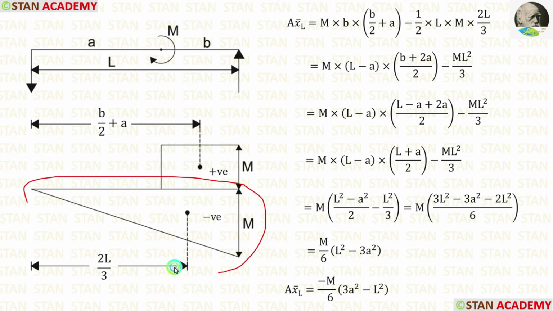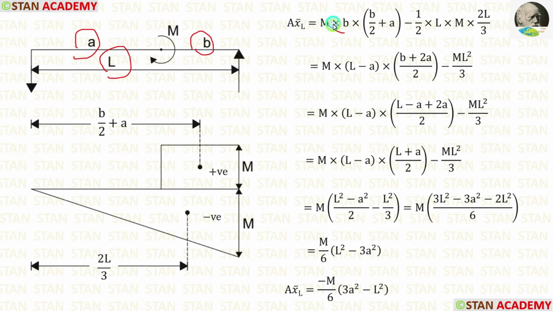We know the area for a triangle is half into breadth into height. The centroid to the left is 2L by 3. We know that b is equal to L minus a. So instead of b, let us apply L minus a. Here we can take LCM. The LCM is 2. Finally, we are getting this. Here we can eliminate 2. Finally, we will have ML square by 3.